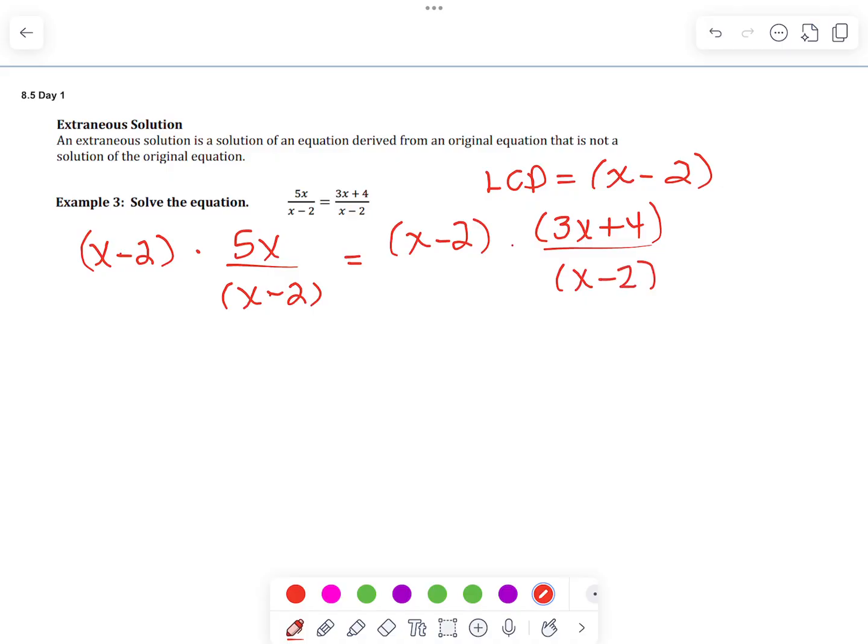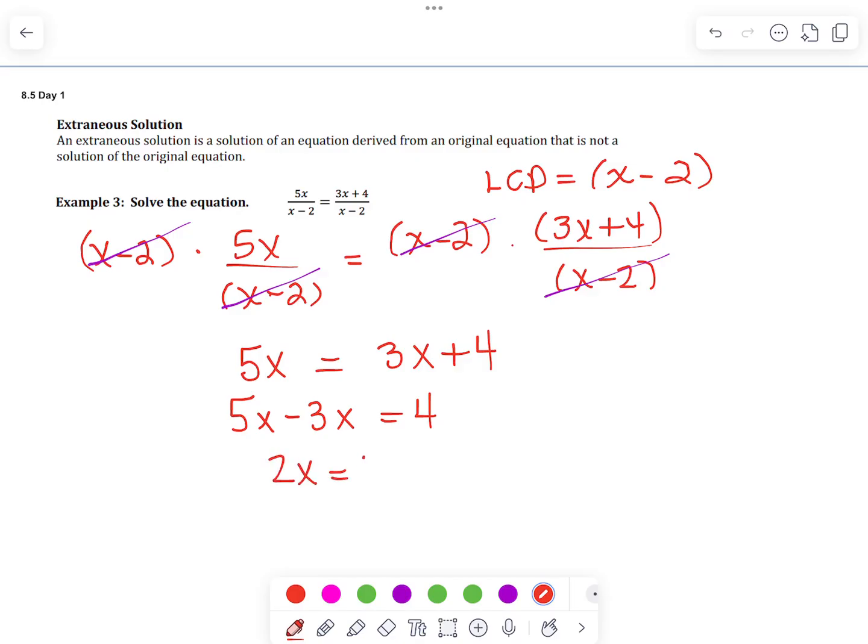And then we look for any common factors. The common factors are x minus 2 and another x minus 2. So what's left is 5x equals 3x plus 4. Then we solve it for x. We're going to subtract 3x from both sides. Combine like terms. And then divide by 2. So we get x equals 2.